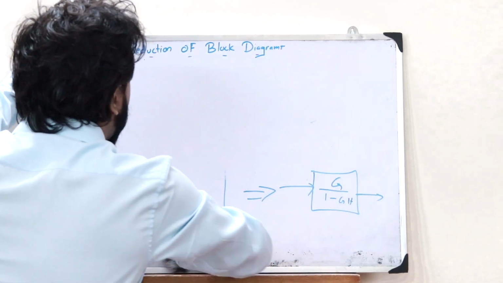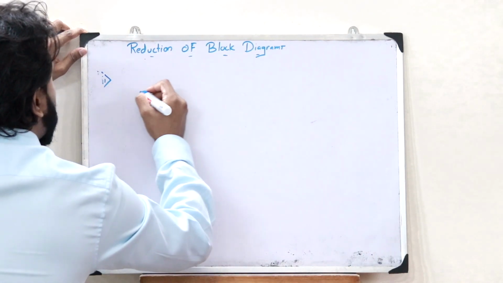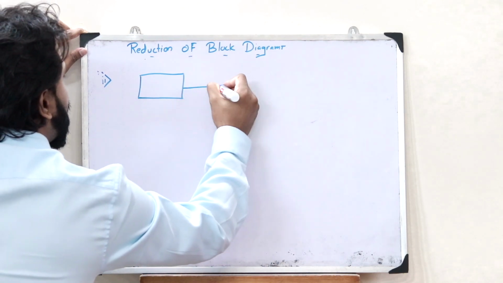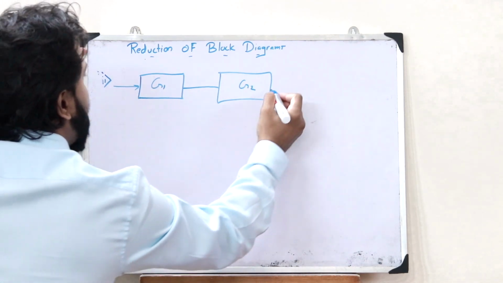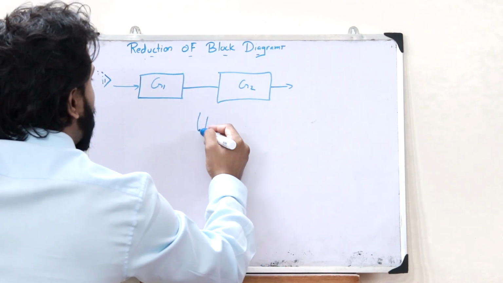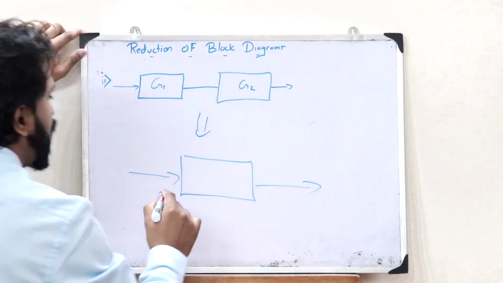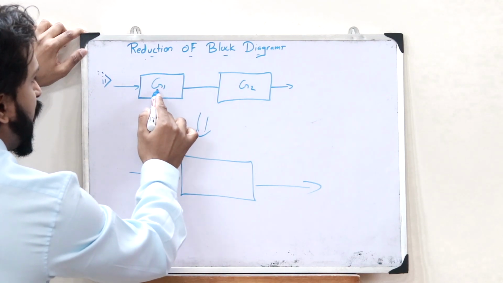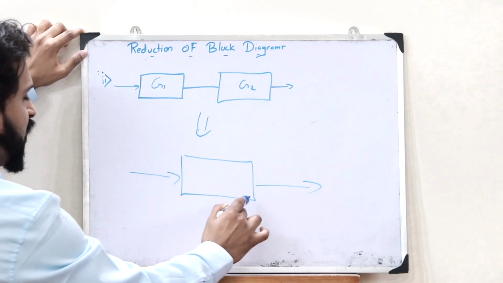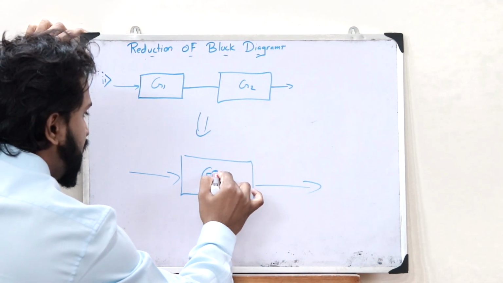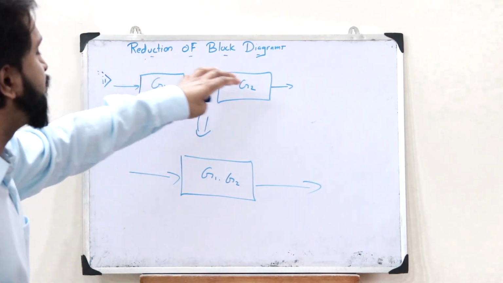The second rule of reduction of block diagrams states that if we have two blocks in series with the gains G1 and G2 respectively, then this could be reduced into a single block equal to the multiplication of each of these. That is, a combination of a series of blocks can be reduced into a single block given as G1 G2. That is the second rule.